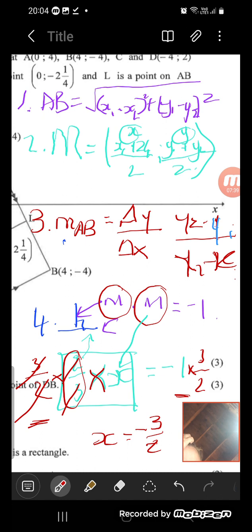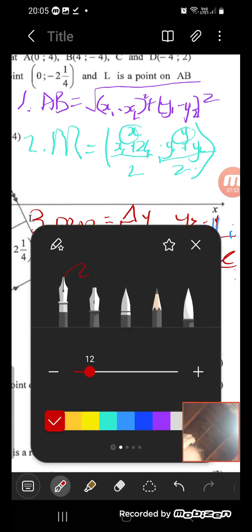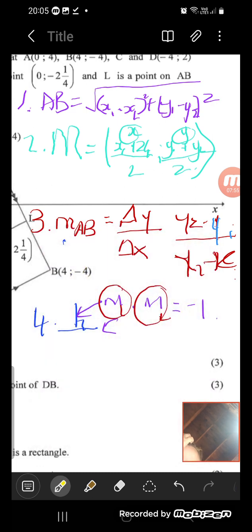X is -3 over 2, so that m of the second line, we say m1 and m2, the m2 of the second line is going to be -3 over 2. Algebraically, we can say that. That's quite a long method of saying 2 over 3. It's the right method, but it's a long method.